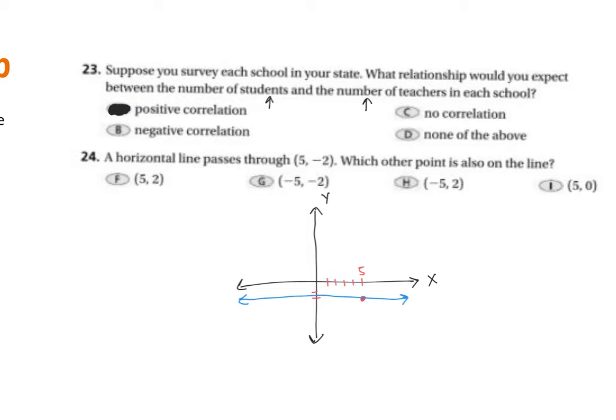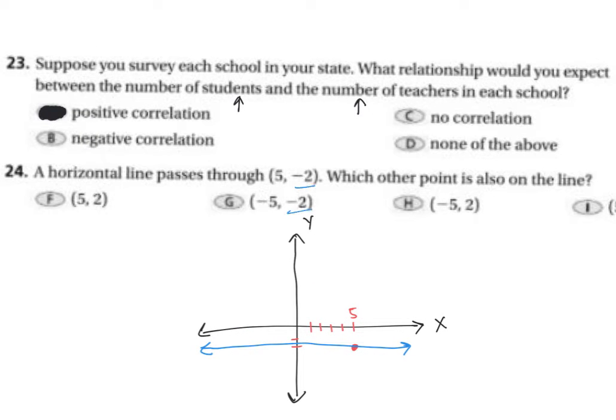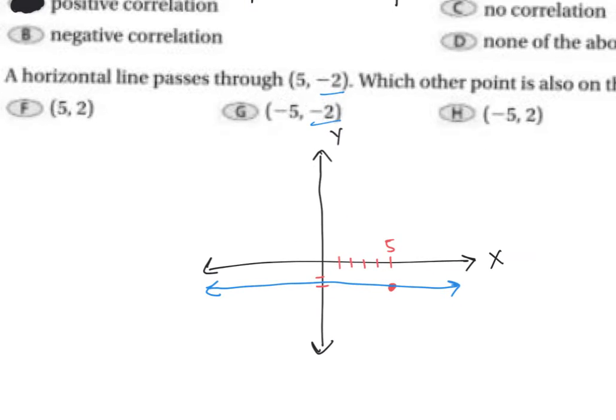G. Why? Which coordinate's the same, the x coordinate or the y coordinate? The y, very good. Both their y's are negative 2. Do you see that? This horizontal line is always y equals negative 2.